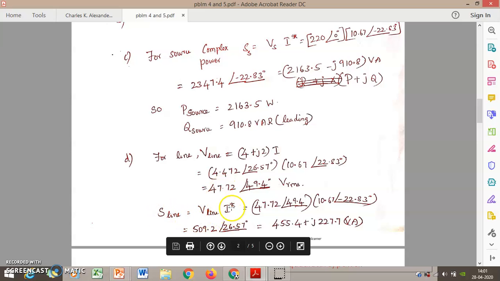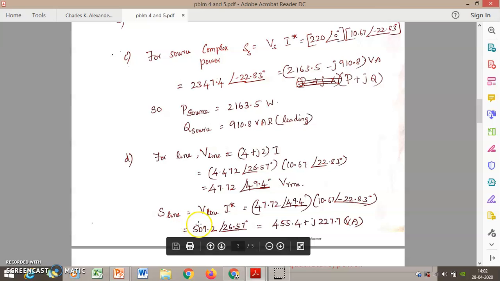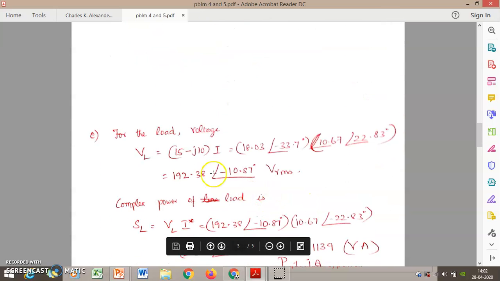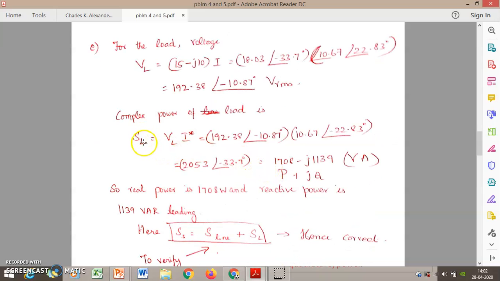I conjugate is the same because all the impedances are connected in series. So I conjugate into V line, you get the answer. The same procedure is used for calculating the load voltage also. Take the impedance of the load alone and calculate VL, change it into polar form and then substitute in SL.